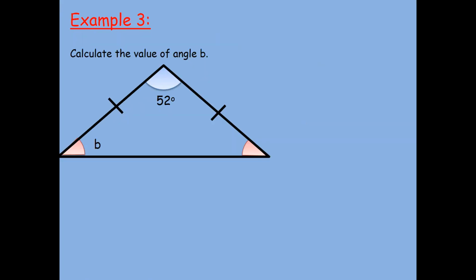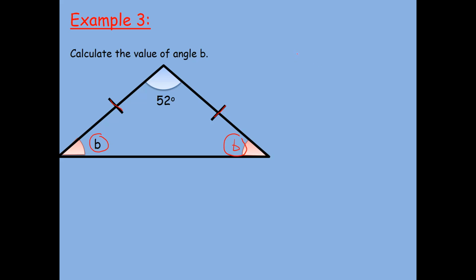Okay, so here's our last example. If you see a question like this, these lines here, this one here and this one here, they show us that those sides are the same length. So we've got two sides of a triangle that are the same length. That's an isosceles triangle. And the fact that those two sides are the same length tells us that these angles here are the same. So we know we've got B here and B here.